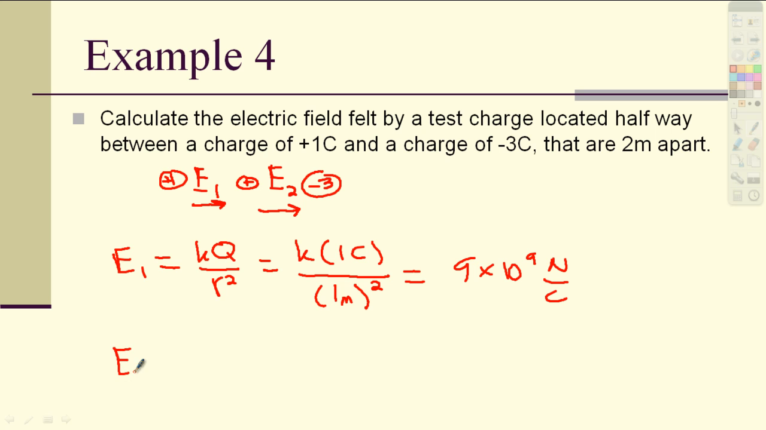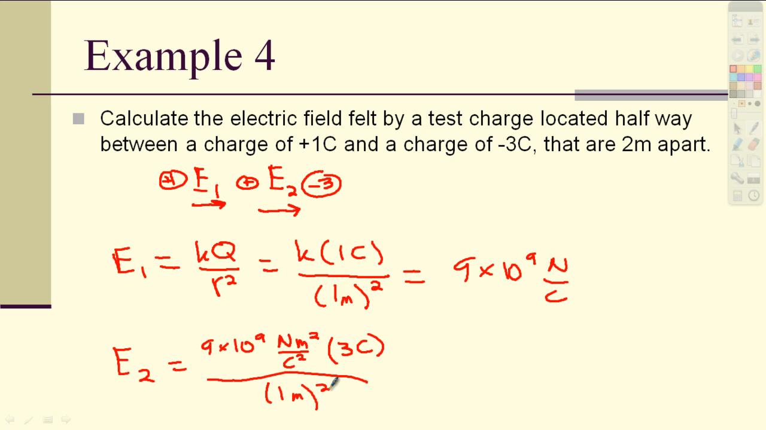Now we're going to find E2 the same way. K, 9 times 10 to the 9th newtons meter squared over Coulomb squared. Charge on the second guy, which is -3. We're just looking for the magnitude though, so you just leave it as 3 coulombs. Same distance between them, 1 meter squared. And you get 2.7 times 10 to the 10 newtons per Coulomb.